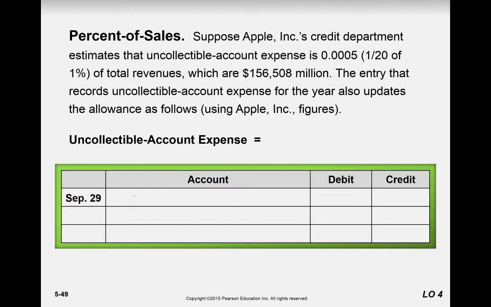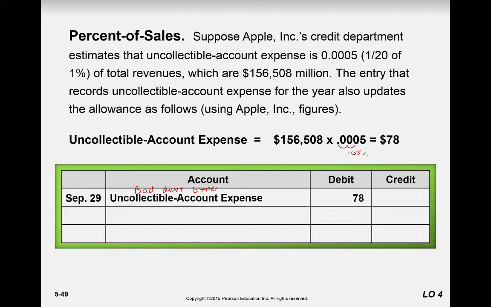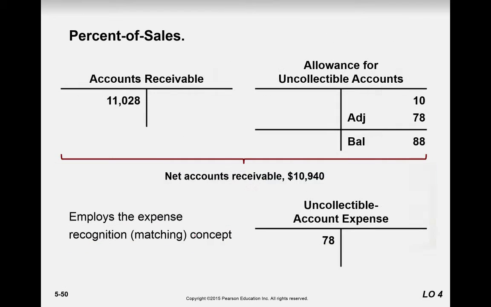So our 158,508 we multiply by 0.05%. This is going to go to uncollectible account expense. You can also call this bad debt expense, and either way both are correct. Same with allowance for uncollectible accounts or allowance for doubtful accounts. But basically, you're going to debit the bad debt expense and credit the allowance.